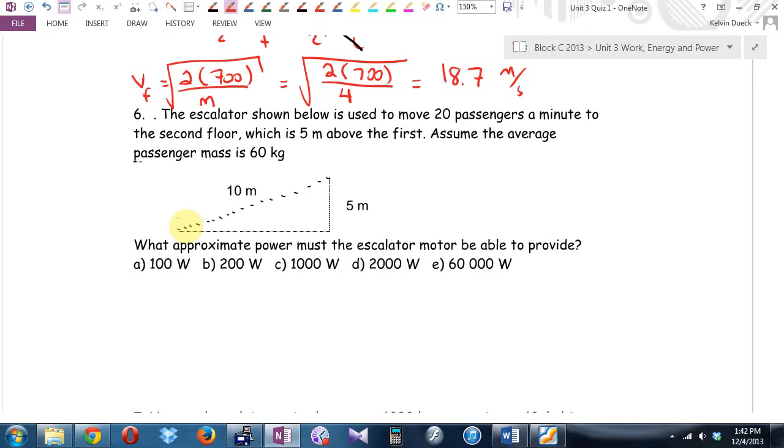It's used to move 20 passengers a minute to the second floor, which is 5 meters above the first. Assuming the average passenger is 60 kilograms, what approximate power?